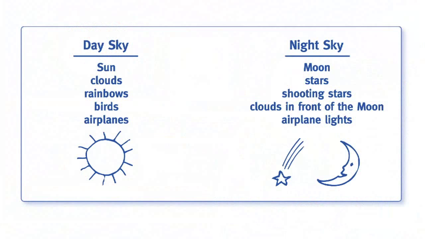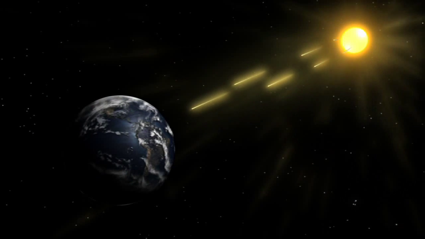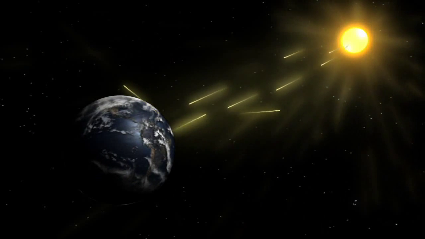Next, draw a line from the word sun in the day sky column to the word stars in the night sky column. Inform students that the sun is a star and that it is the star closest to Earth. Explain that the sun gives off so much light during the day that we cannot see the other stars in space, although they are there. Lead students to understand that the sun and the stars do not look the same to us on Earth because the sun is very close to us, while the other stars are far away.